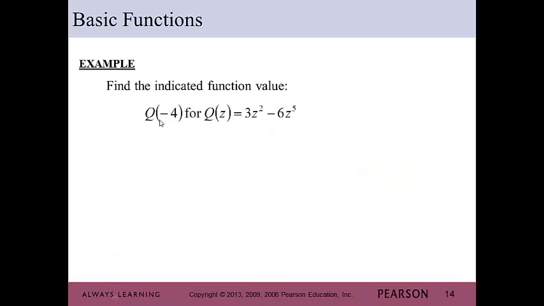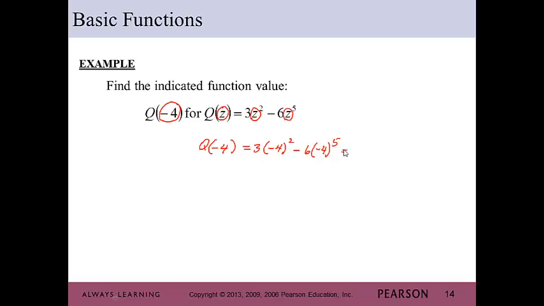Now we have q of negative 4. This time, q is not a function of x, it is actually a function of z. So what's originally inside the parentheses? A z. And what is now inside the parentheses? A negative 4. So everywhere we see a z here, we're going to replace it with negative 4. So we have q of negative 4 equals 3 times negative 4 squared. But remember it's negative, so be careful. Make sure you're using parentheses. Minus 6 times negative 4 to the 5th power.